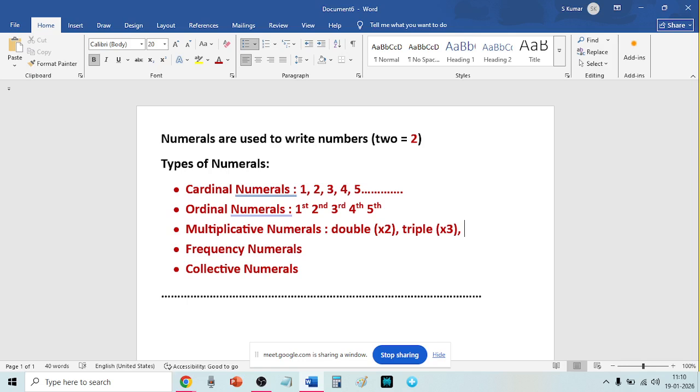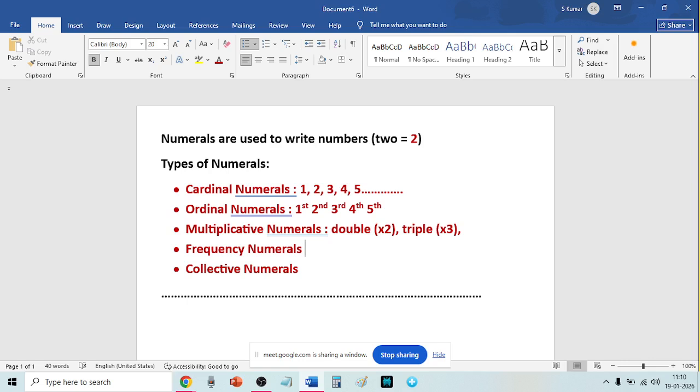Supposing I say 5, the double would be 10. 5 into 2 is 10. If I say 10, the double would be 20. Multiplying by 2 is double, and triple means multiplying by 3. So 5, double would be 10. 10, double would be 20. 100, double would be 200. That is multiplicative. Double means into 2, triple means into 3.